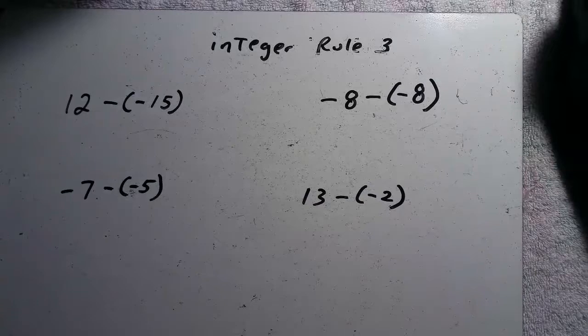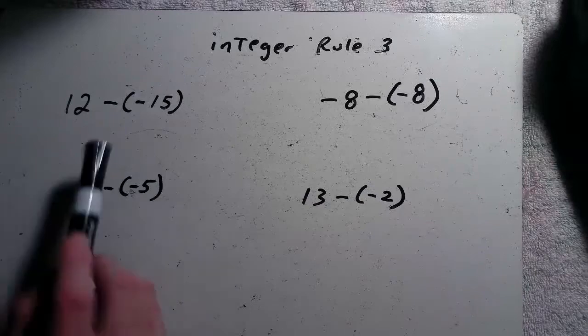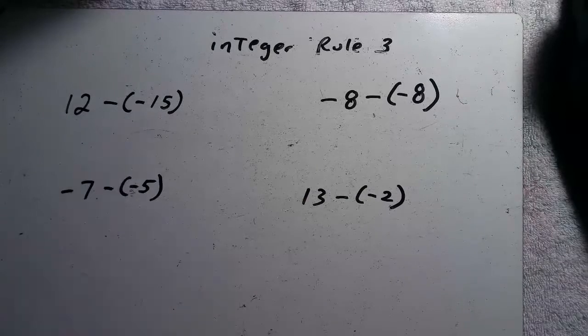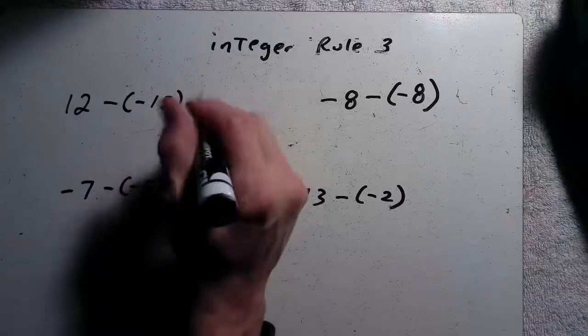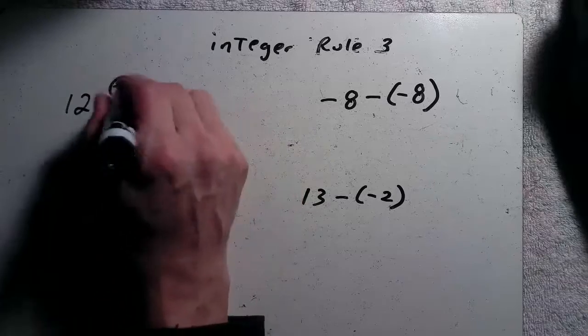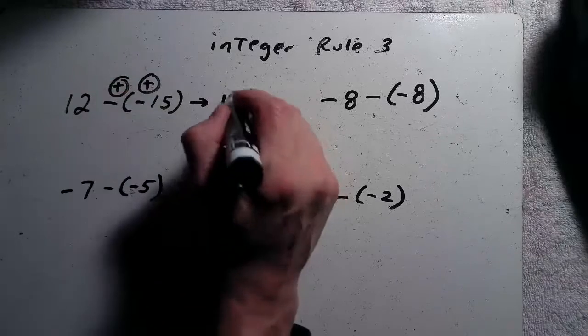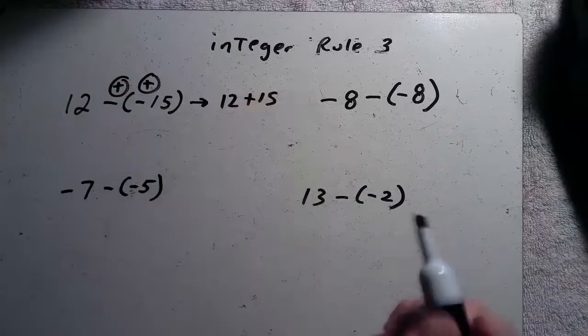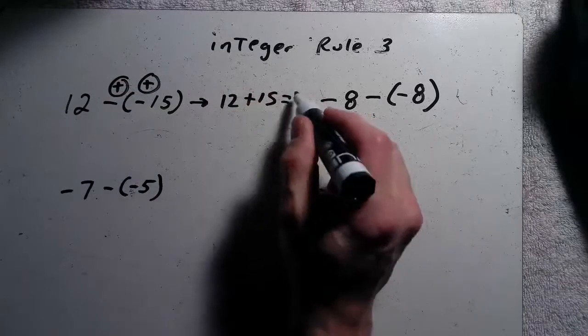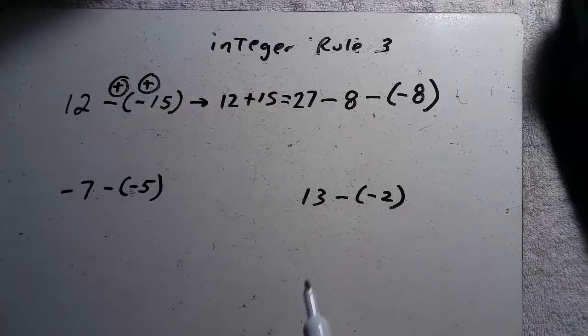Okay, hopefully everybody got a chance to do these problems. Let's go on and solve these. Now you see this minus negative. This is the rule 3 that's got to take place. So what's going to happen is this becomes plus plus. And you have 12 plus 15, which equals 27. And it's positive. You get 27 there.